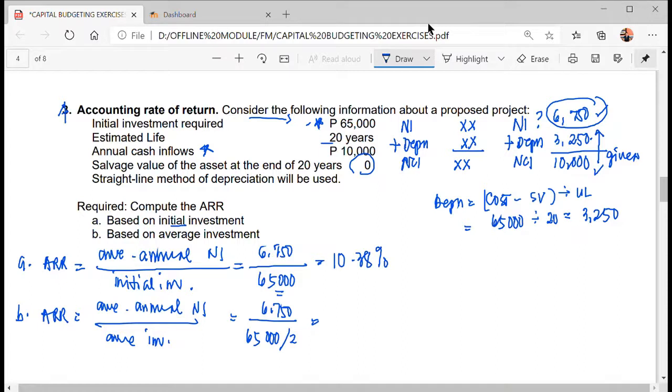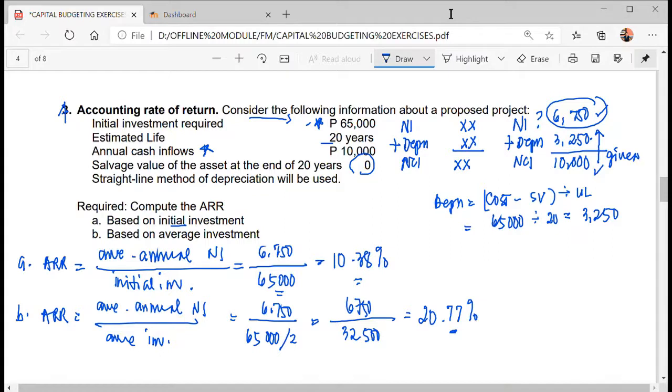So, 65,000 divided by 2 is 32,500. And then 6,750. So, 6,750 divided by 32,500. So, that's 20.77 if we round it off. So 20.77 or times 2 ani 10.38 times 2, that's 20.77 or 76 nga na.